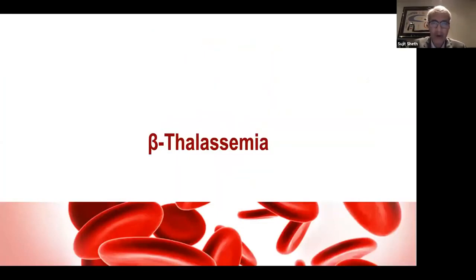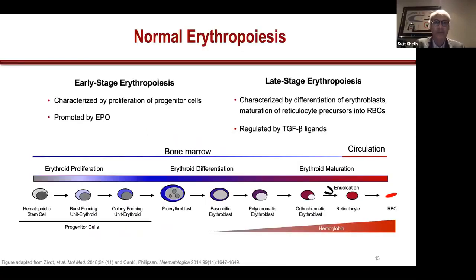So we'll focus now really on beta thalassemia, since that has the highest burden of disease, at least in the developed world. And a lot of clinical trials are ongoing for beta thalassemia specifically. Before we go to beta thalassemia itself, let's talk a little bit about normal erythropoiesis. This occurs in two stages.